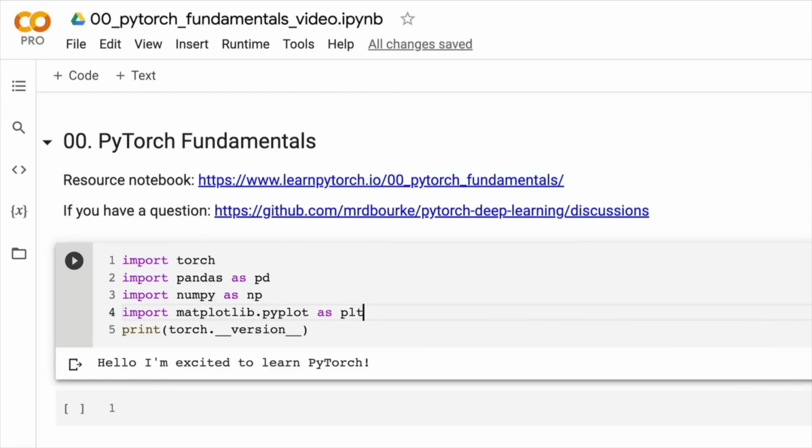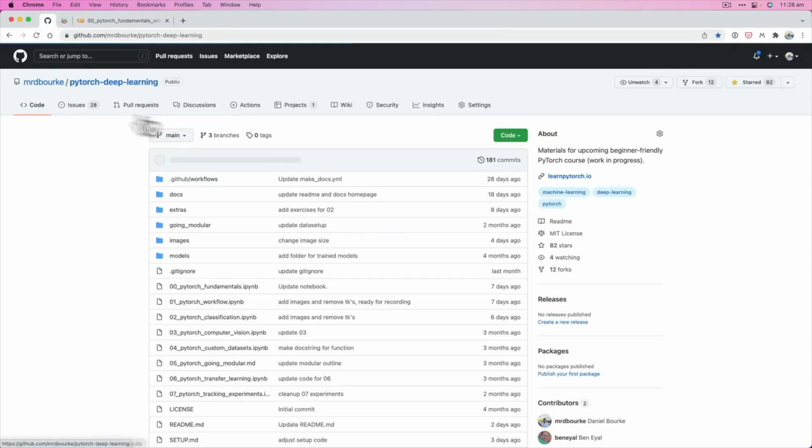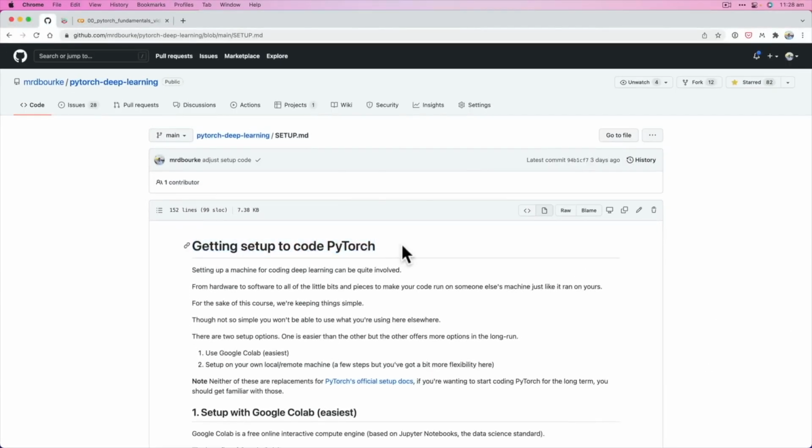Google Colab is by far the easiest way to get started with this course. You can run things locally. If you'd like to do that, I'd refer you to PyTorch Deep Learning, where there's going to be setup.md, getting set up to code PyTorch.